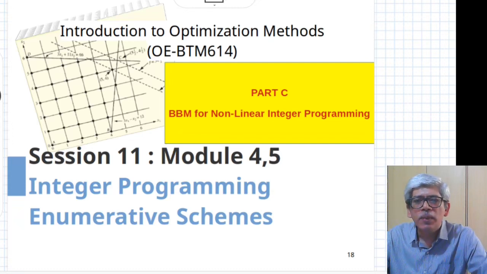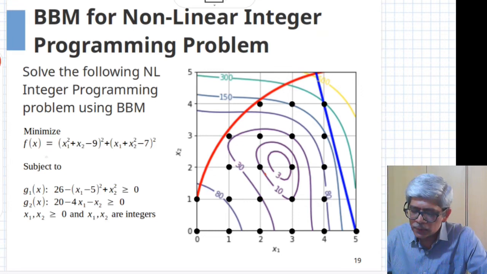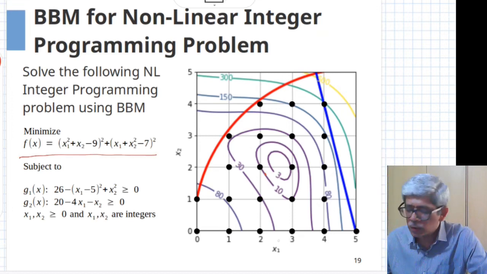Okay, let us see how the branch and bound method is implemented for a nonlinear problem. The problem that we are considering here is that of the Himmelblau function, which we have seen previously. So the function is as given here. The contour plots of this objective function are shown on the right hand side figure.